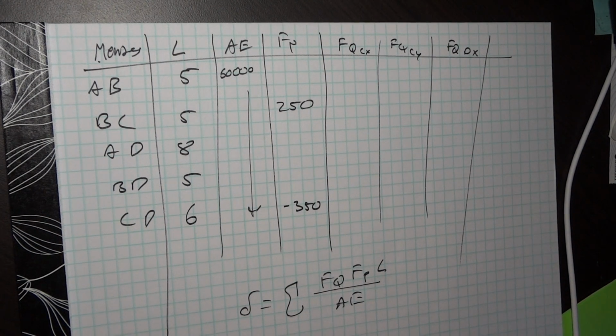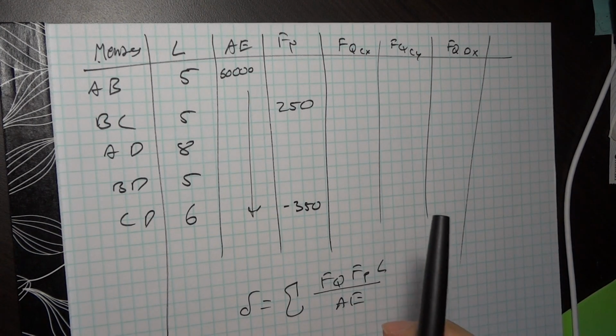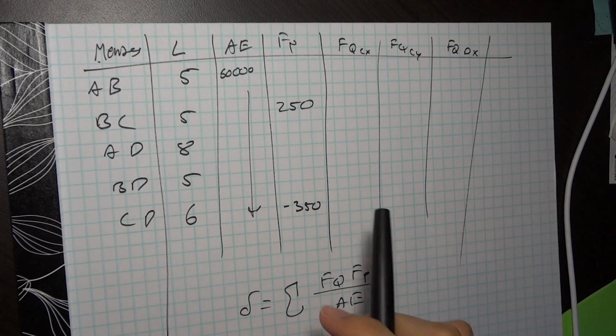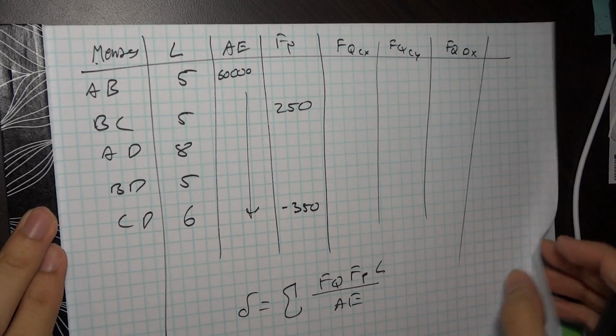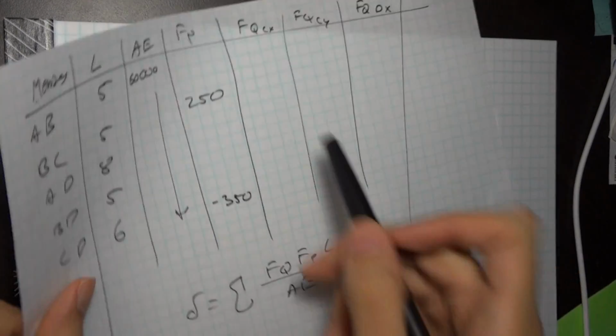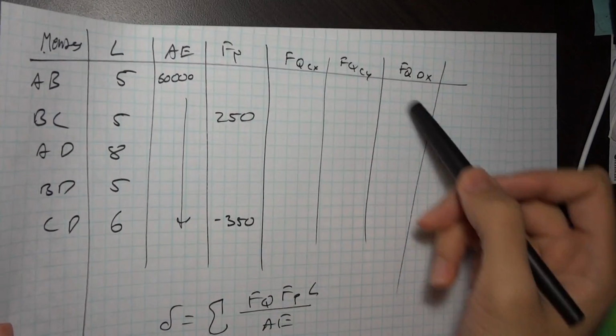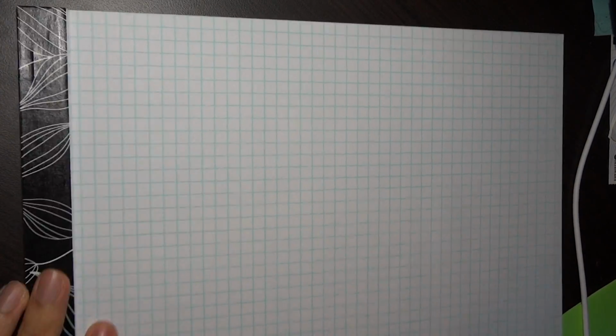Okay, so with that, I need to find this Q system. I'll get you started with FQCX. So I'll help you fill out this column. You'll need to fill out the rest of the information in this table by yourself, but I'll help you with this FQCX for now. So let's zoom back in.